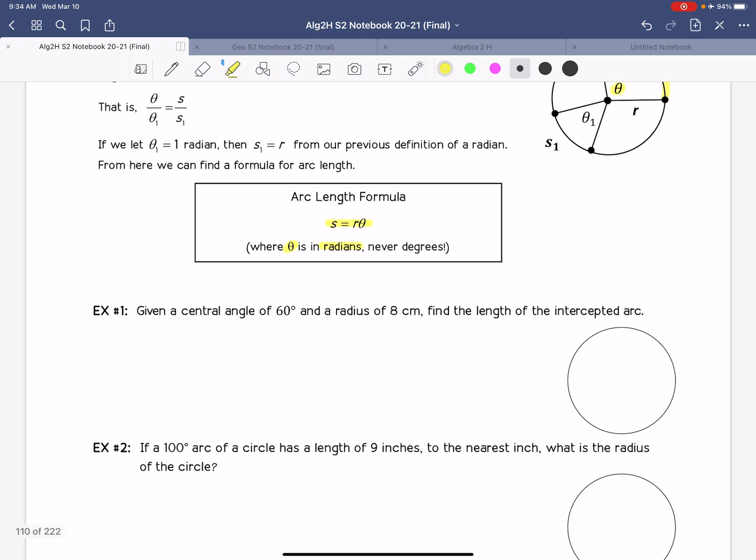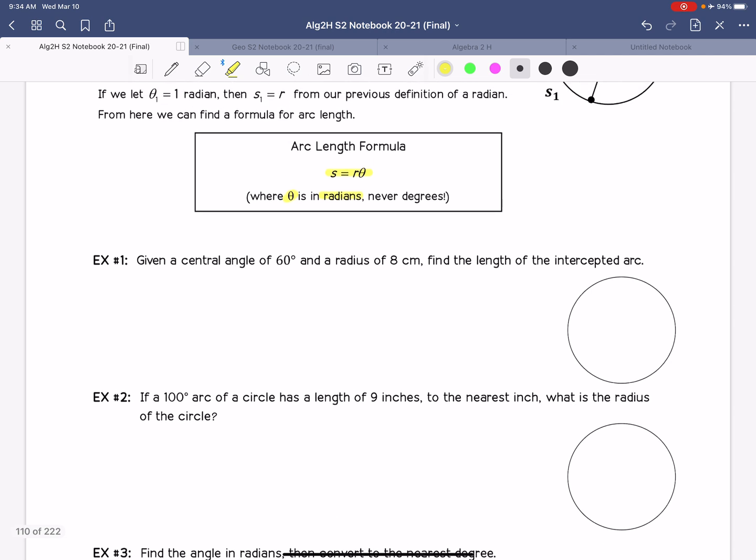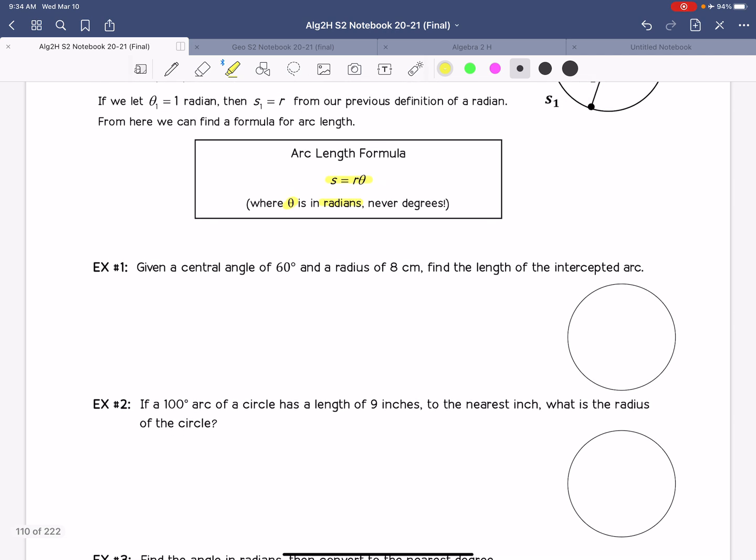So we're going to go ahead and practice this. It says, given a central angle of 60, let's draw ourselves a picture. I have this circle with a central angle. Remember, central angle means that it's coming from the center. And this is 60 degrees. It tells me the radius of this is 8 centimeters. We want to find the length of the intercepted arc. So what is this arc length right here?